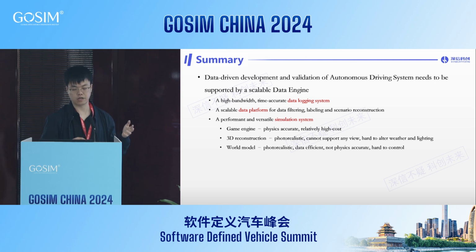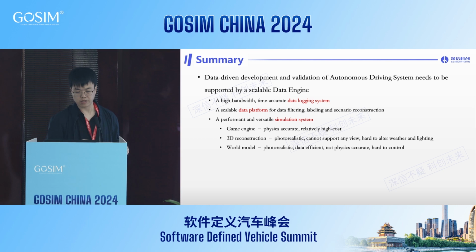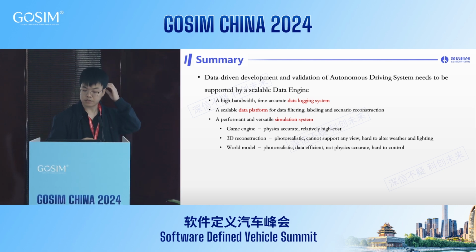You can do some constrained, limited viewing angle shifting, but it cannot support any view. For example, you cannot see the back of the car. And at this time, it's very difficult to do inverse rendering. It's hard to alter weather and lighting for these NeRF-based methods because all the light effects are baked into the texture. It's very hard to decompose which effects come from lighting and which come from the texture itself. And the third method is based on world models, which also gives you photorealistic results.